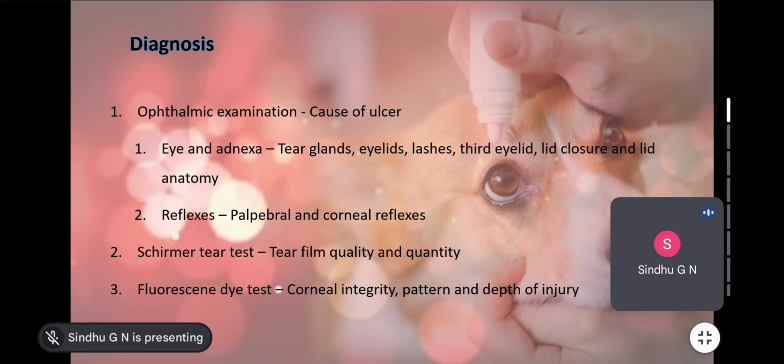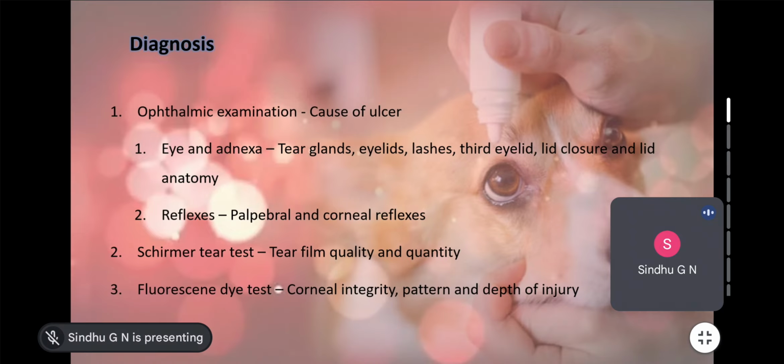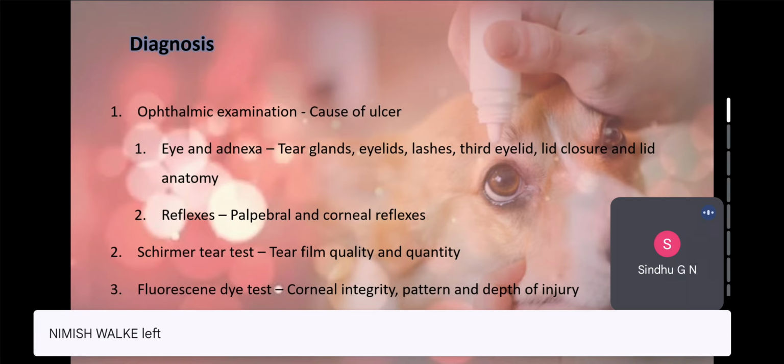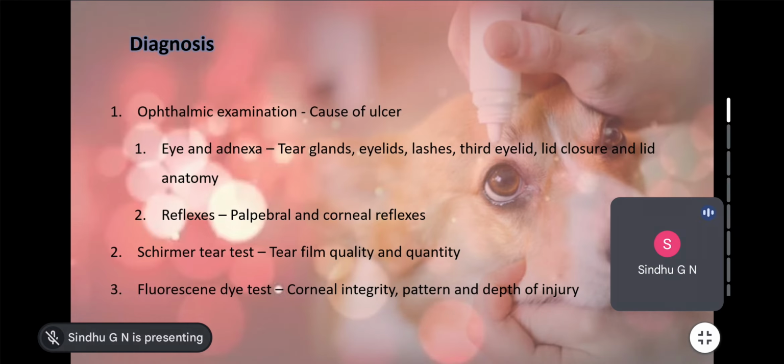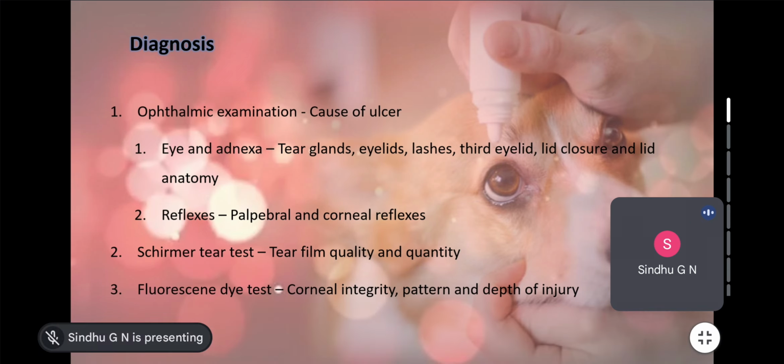Then reflexes, like palpebral and corneal reflexes. We have to see whether they are intact or not. Sometimes they won't have normal palpebral reflex, and that can cause the droopy palpebra and the eyelashes can cause ulceration on the corneal surface. Then comes Schirmer tear test, which is for the assessment of tear film quality and quantity, because dry eye can eventually cause corneal ulceration. Fluorescein dye test for the corneal integrity, pattern and depth of the injury.